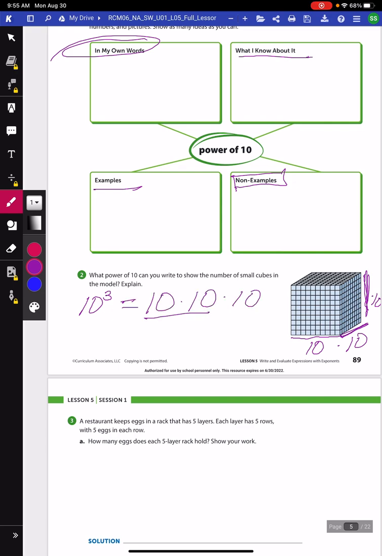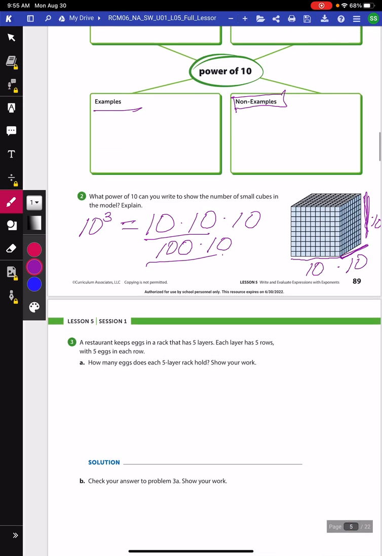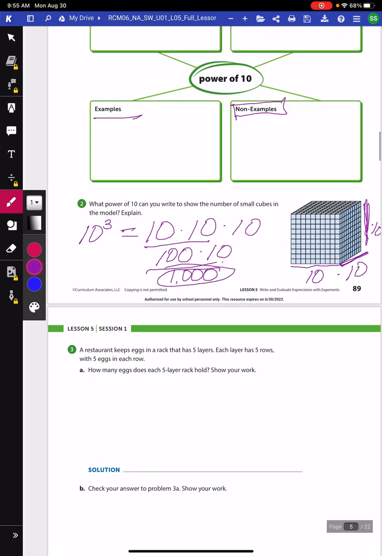We know 10 times 10 is 100. Bring down the rest of your problem. 100 times 10 is 1,000. So the large cube, the total number of cubes is 10 times 10 times 10, which is the power of 10 to the 3rd power, or 1,000. Okay?